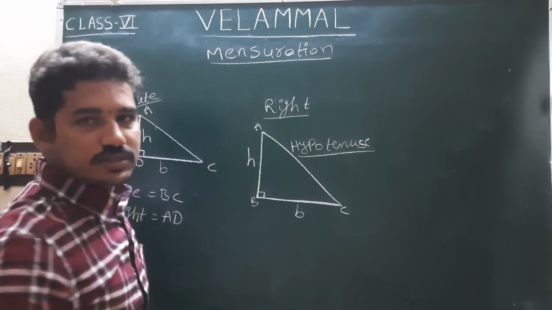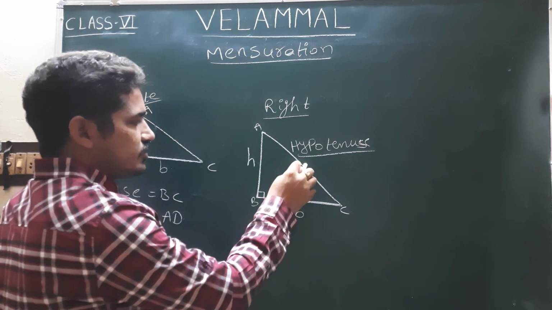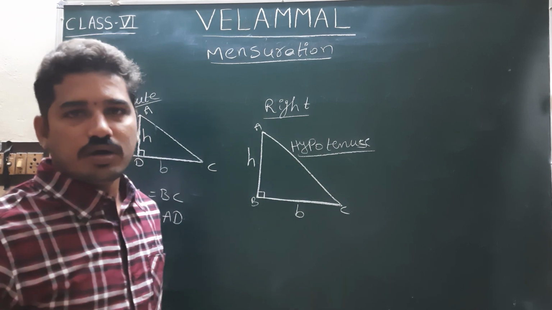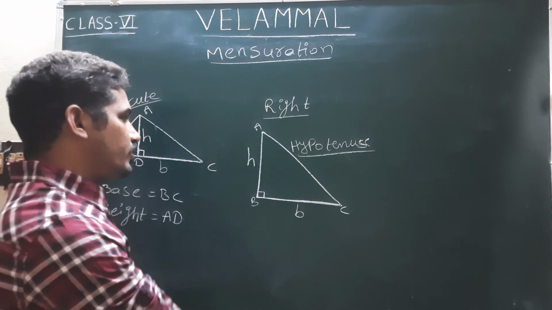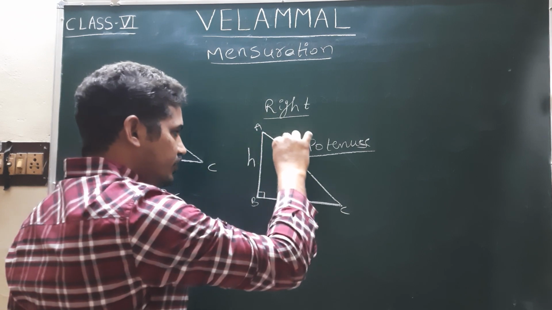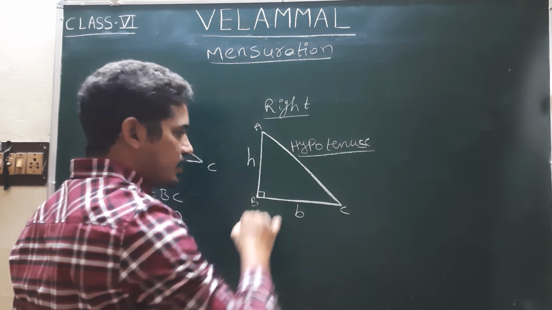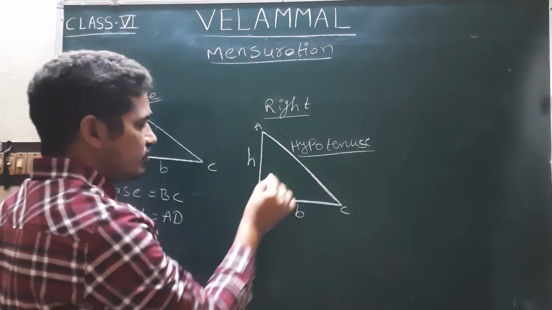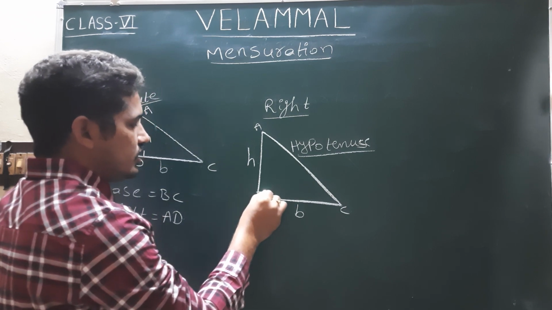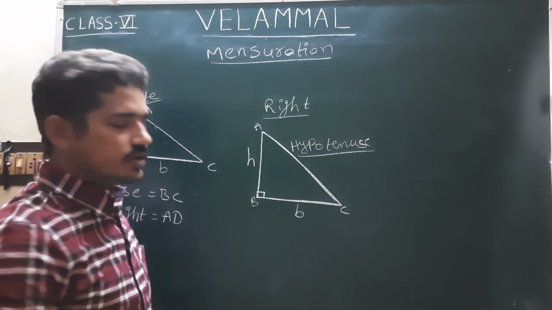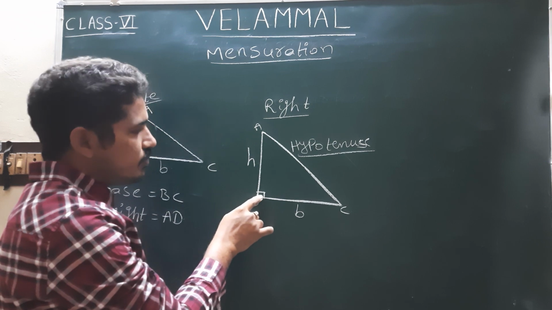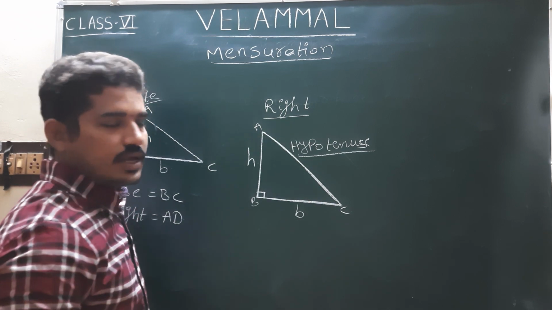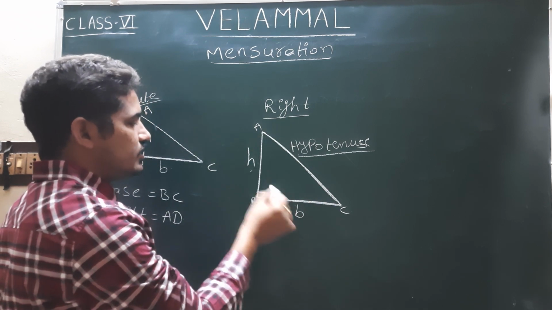This is the hypotenuse. The hypotenuse is also very important in the right angle triangle. The hypotenuse is the longest side of the right angle triangle, and it is always opposite to the right angle of the triangle. For the right angle B, the opposite side is AC, and the remaining two sides are one is base and one is height.